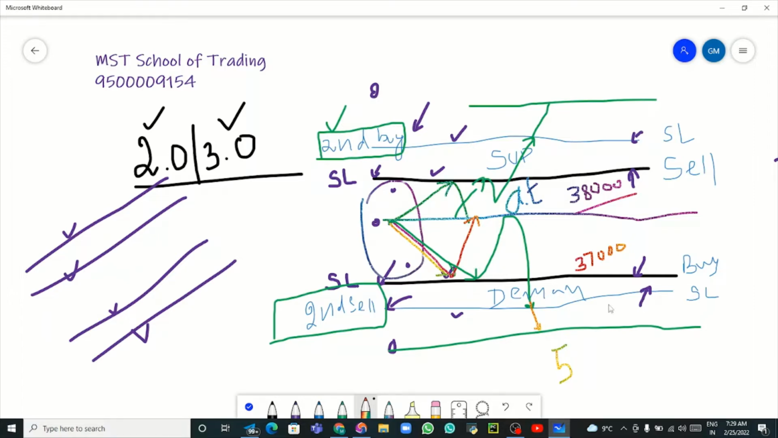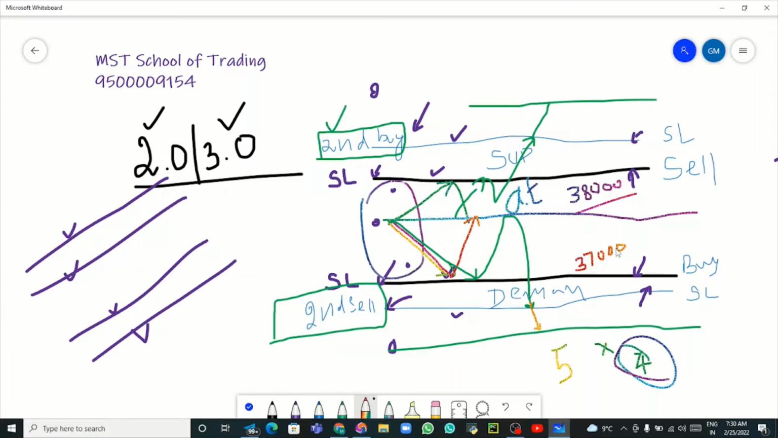Suppose if both the side SL hit, then we have to close the trade for the day. Don't trade more if you are a small trader. And if you have very good capital and you can keep trading, third time also you can take 4 lot and you can recover the loss and you can book the profit. Clear? So this is our strategy.